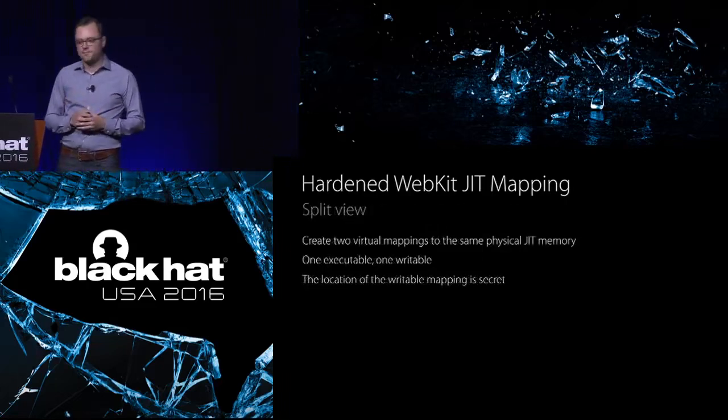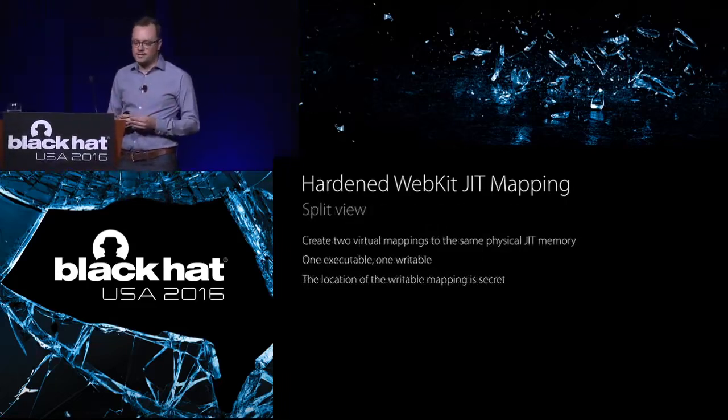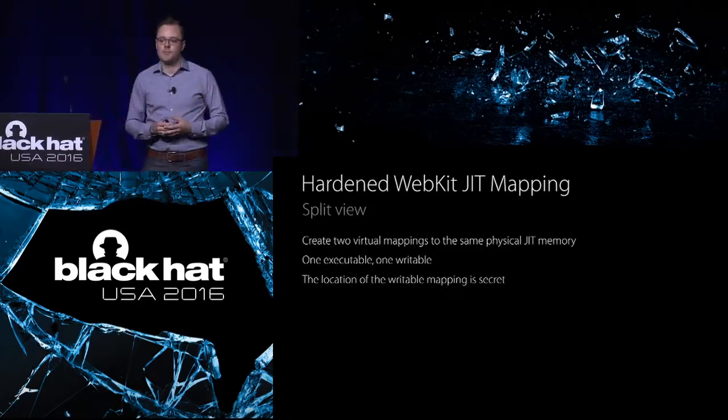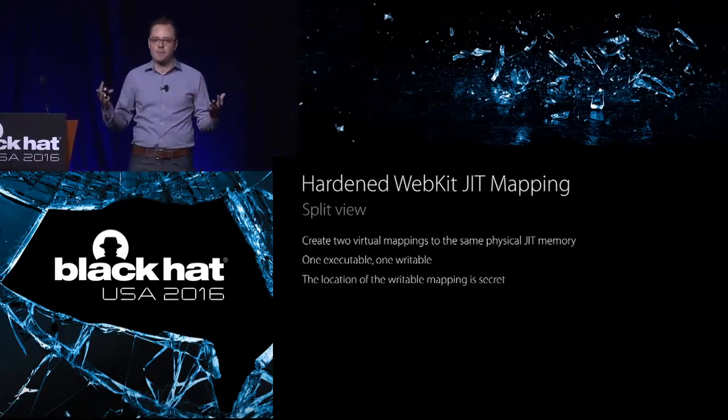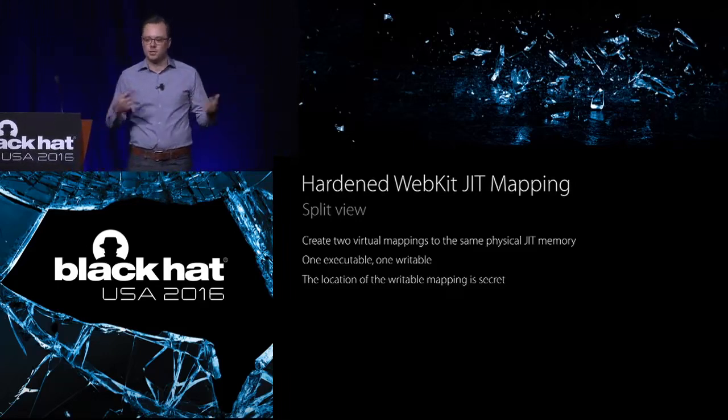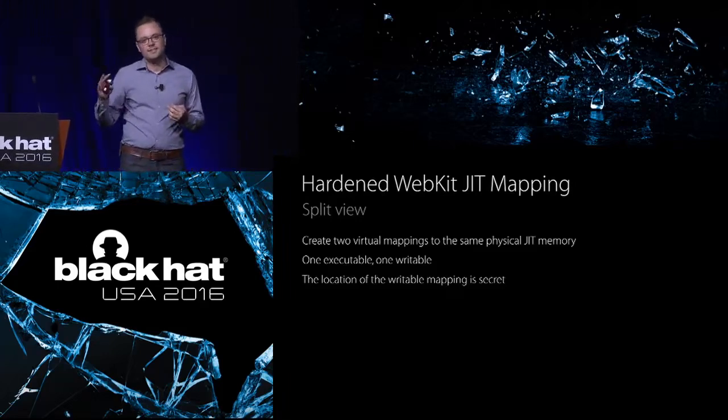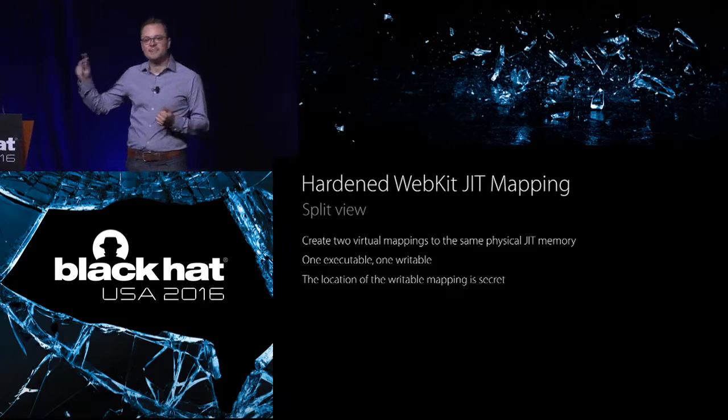So what are we going to do with this? Well, we're going to take our JIT memory region. And for that same physical JIT memory, we're actually going to create two virtual mappings. One of them is going to be executable. One of them is going to be writable. And the writable mapping will be at a secret location.